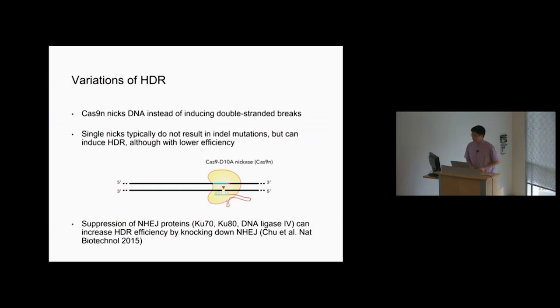So some variations of HR can help improve efficiency or improve precision. One is using a nicking Cas9, where instead of creating a double-stranded break, you just nick one of the strands and supply the donor. It tends to be a little bit lower efficiency for creating actual precise edits, but it's great for avoiding unwanted indel mutations. You can also suppress NHEJ repair machinery by using either chemical compounds or other suppression proteins. So by knocking down NHEJ, the rate of HR can be boosted significantly.